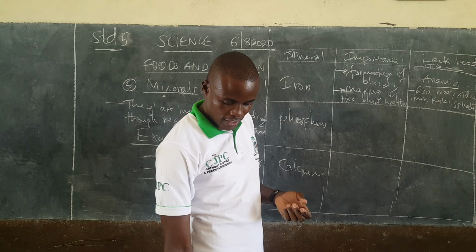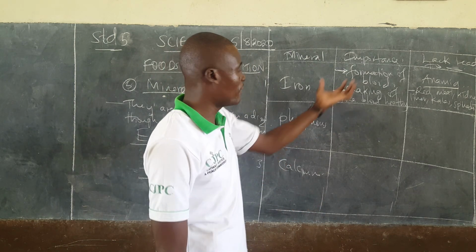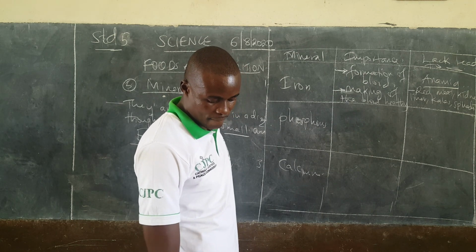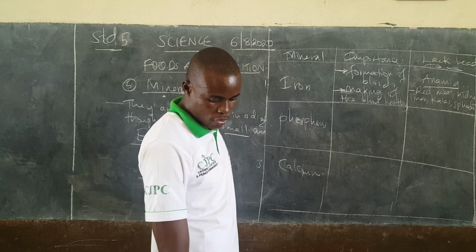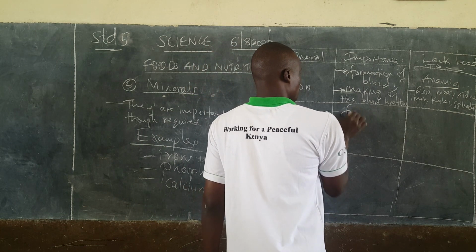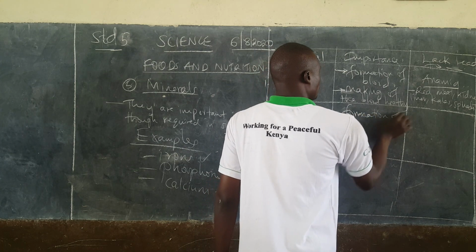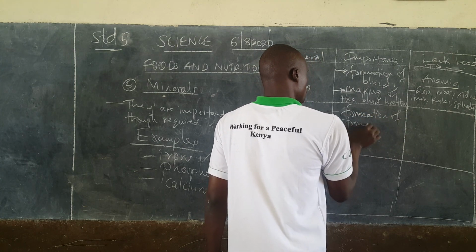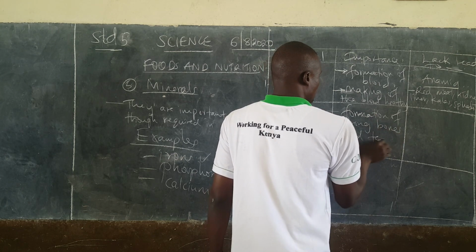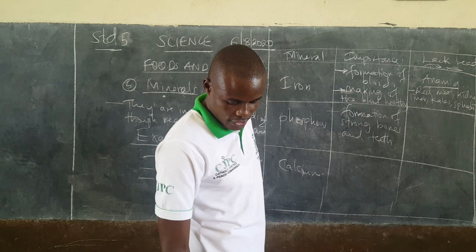So much about that. Then we go to phosphorus. So we have begun from where we began. What is the importance of phosphorus? This is a mineral that is important in the body for the formation of strong bones and teeth.